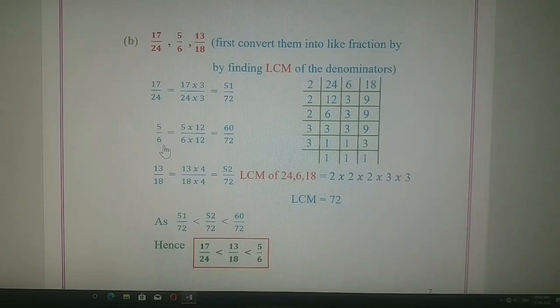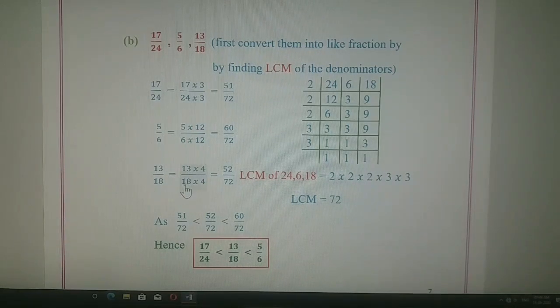The next fraction is 5 upon 6. 5 upon 6 should be multiplied with such a number that in the denominator we get 72. Now in the denominator 6 is there. When 6 is multiplied with 12, we get 72. 6 12s are 72. Since 12 is multiplied with the denominator, the same number should also be multiplied with the numerator 5. So 5 12s are 60 and 6 12s are 72. So the equivalent fraction of 5 upon 6 will be 60 upon 72 such that the denominator will have the LCM integer 72.